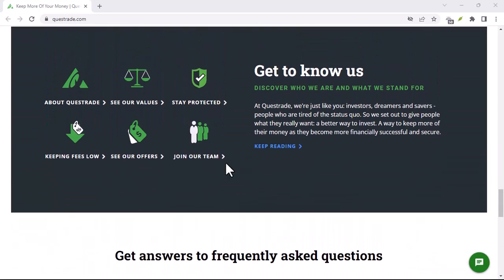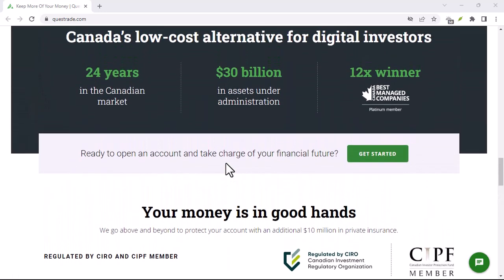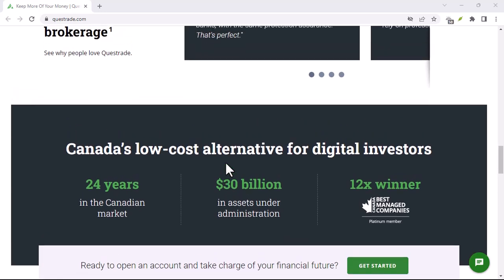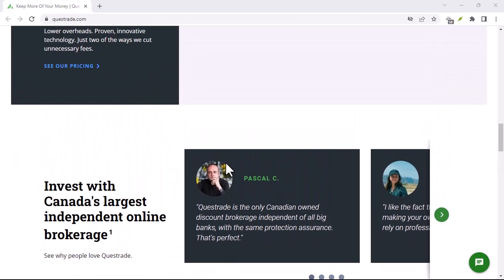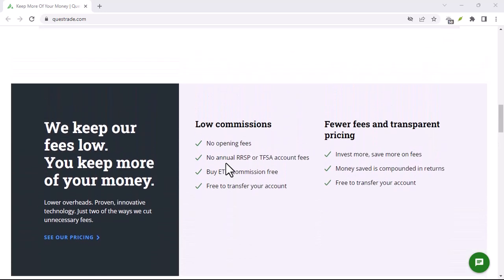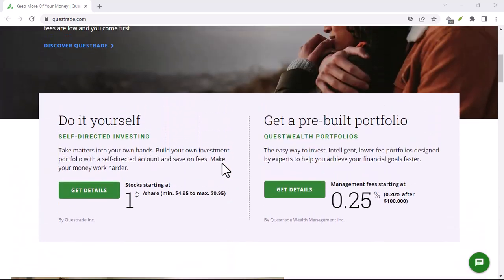Here are some additional things to keep in mind. Questrade offers a variety of account types, so it's important to choose the one that's right for you. You can find more information about Questrade's fees on their website. It's always a good idea to shop around and compare fees from different brokers before opening an account.